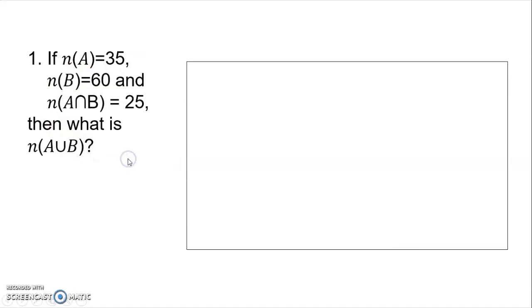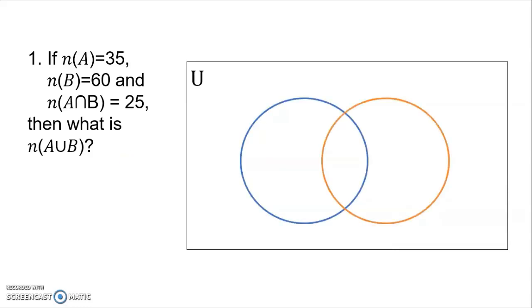So we have this rectangle, which would be for the universal set. And inside the universal set, you would find two sets. We name them set A and set B. The blue circle would be for set A. The orange one would be for set B. So first, we have to write the cardinality of the intersection of the two sets, which is 25.